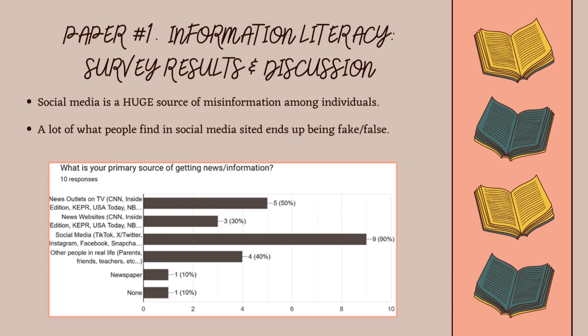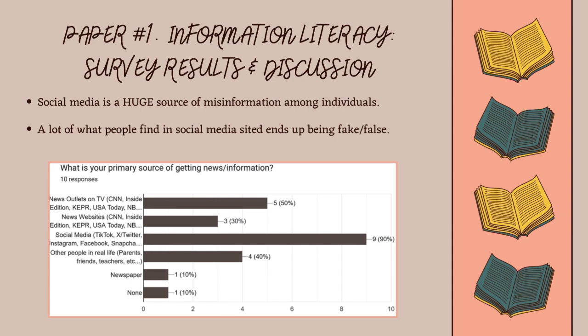Now, paper one, information literacy and survey results and discussion. Through this, I found social media is a huge source of misinformation among individuals. A lot of what people find on social media ends up being fake and false. Through my survey, I found that 9 out of 10 people get their information specifically from social media, which, retrospectively speaking, is not very good because anyone can post anything on social media.